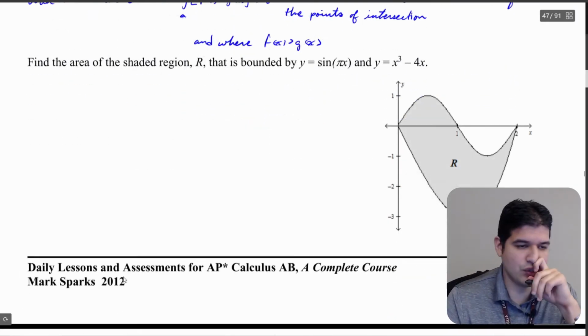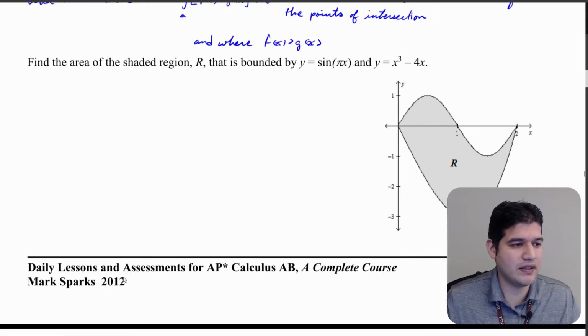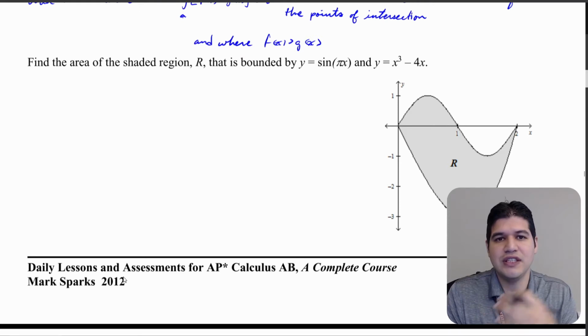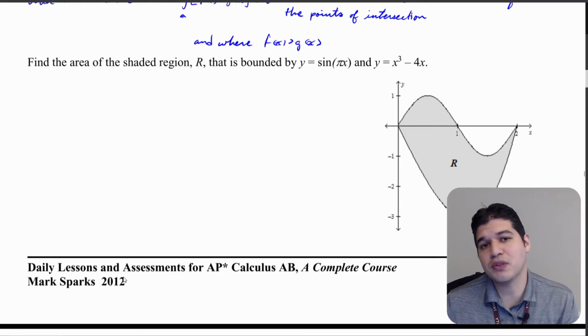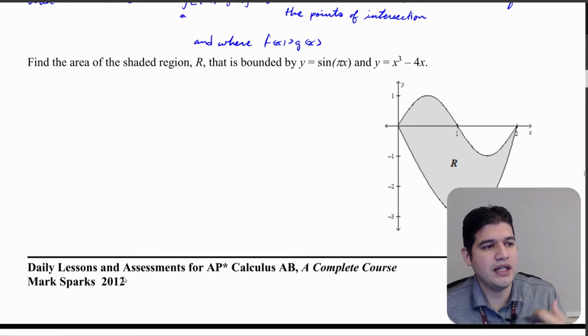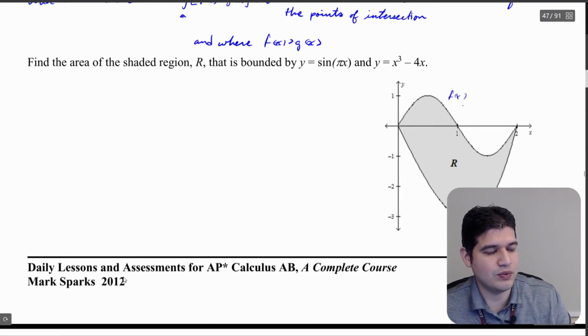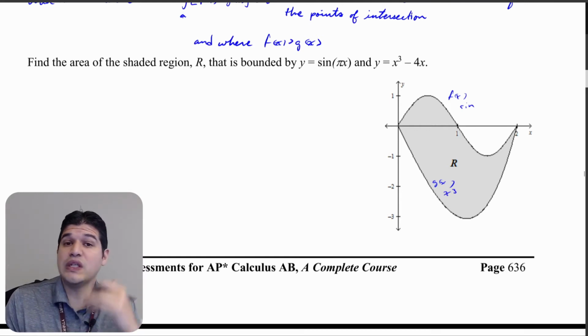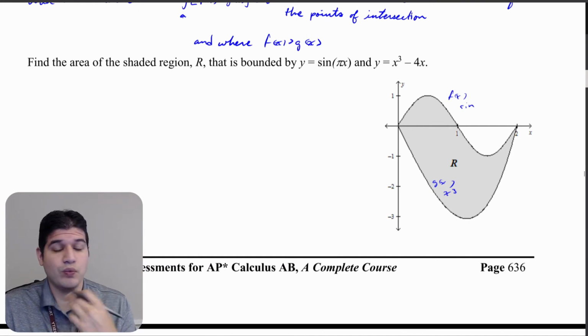So let's go ahead and look at this next problem where we want to find the area of the shaded region. This is pulled completely from a free response question. Every single year, you're going to have to do this in a multiple choice question and a free response question. Looking at these two, I can immediately tell that we have a sinusoid and a cubic function. We're going to say this one is f of x, which is sine, and this one is g of x, which is going to be my cubic function down there. We immediately know from the graph which one is our sinusoid and which one is our cubic function.